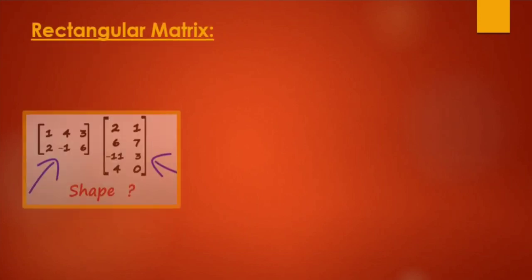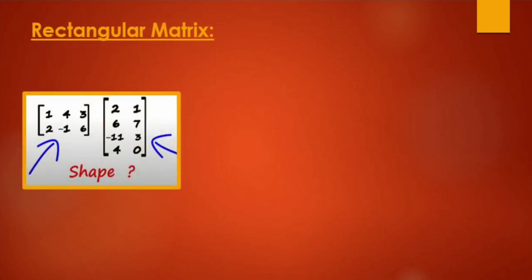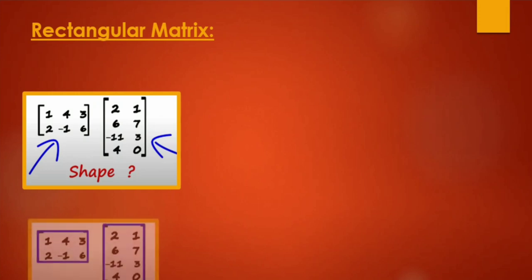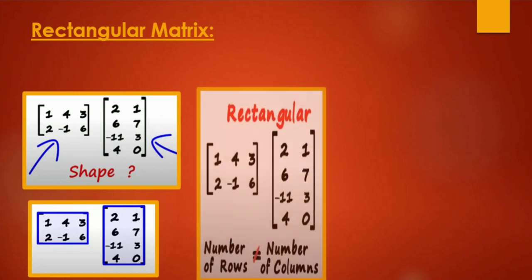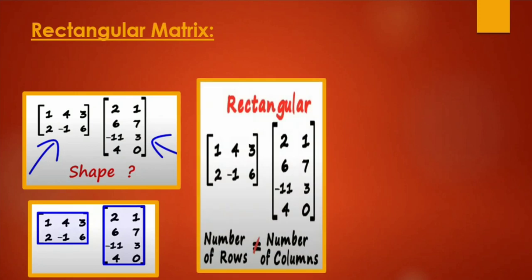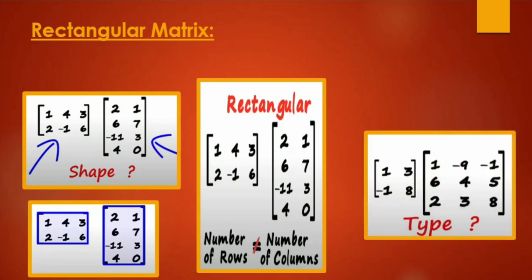Which two-dimensional shape will these two matrices form if I close them? Are these forming rectangles? Yes, they are. If the matrices are rectangular matrices, then the number of rows will not be equal to the number of columns. Or in other words, if I enclose the figures, they'll form a rectangle. Can you guess the type of these two matrices depending on the shape?